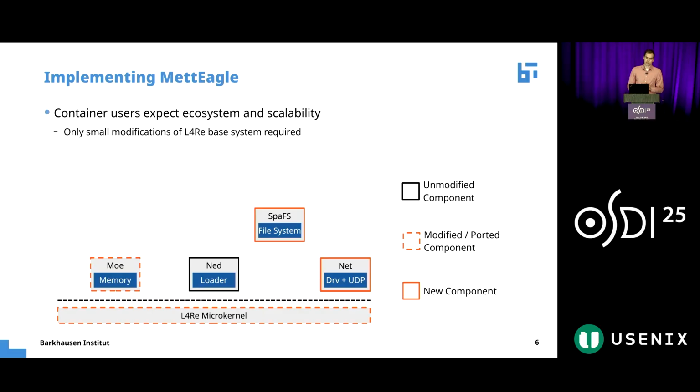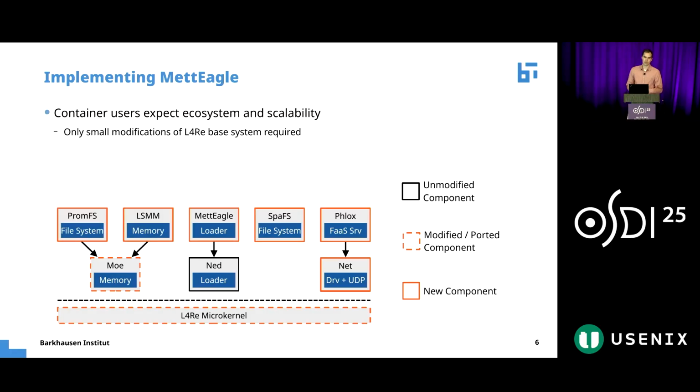We then implemented from scratch something that is needed in order to provide meaningful services to containers, namely a small in-memory file system, as well as a network stack with a driver and a simple UDP IP stack. And on top of this, we then implemented MettEagle, so the basic container runtime, as well as Flocks, a function as a service server that we will use in the benchmarks later on. So when running on large machines, performance was not sufficient with this setup, so we decided to further implement more scalable versions of both the memory management, called here the large-scale memory manager, as well as the bootfs that hosts binaries for applications and so on.